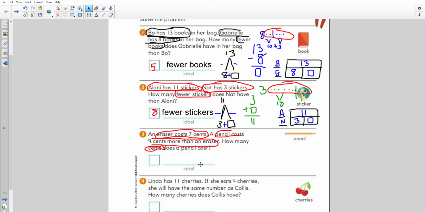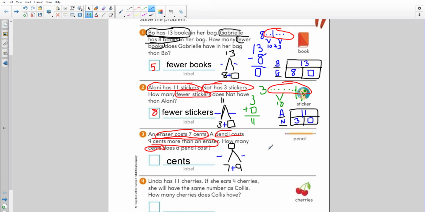Well, I know my label is cents, but now I'm thinking, is this a comparison bar? Well, there are no people, so I don't think that's going to work for me. So I'm going to go back to my other kinds of pictures, and I'm going to draw a handy dandy math mountain. But now I really have to think. An eraser costs 7 cents, and a pencil costs 9 cents more than an eraser. So if I put my pencil here, 9 isn't going to go at the top because it's not 9 cents at the total. 9's going to go here with my missing number. So now that I think about it, I know where my symbols go.